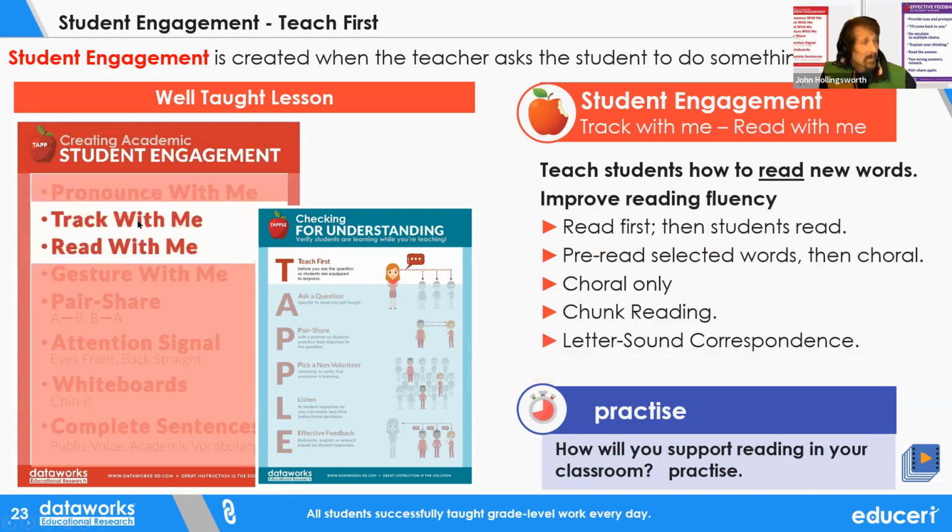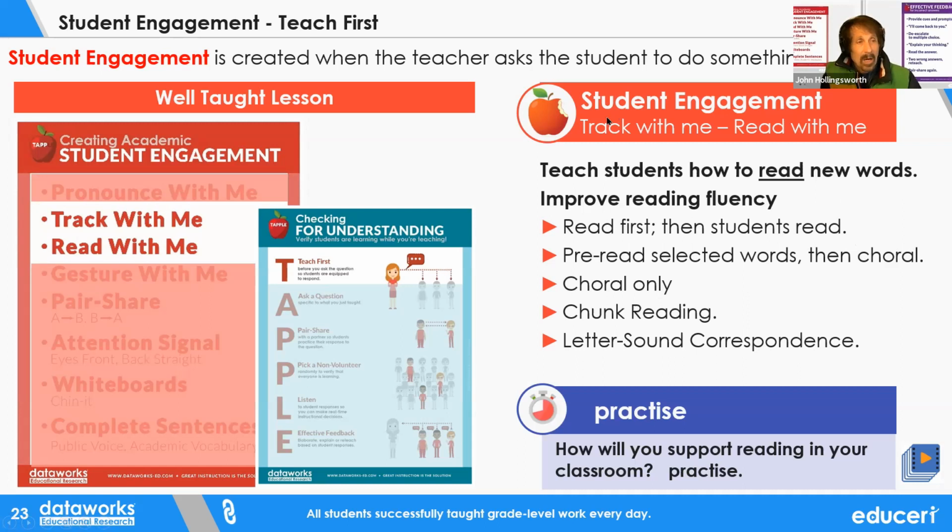Pronounce with me. Let's read our next strategies together. Ready, go. Track with me, read with me. Okay, so usually from foundation to year 1 and year 2, I pre-read almost everything, because they're beginning to read. They can't read well enough. So the full tracked reading is you read first and the students read afterwards.